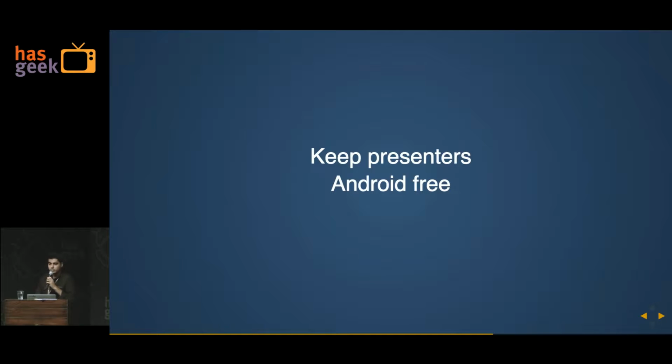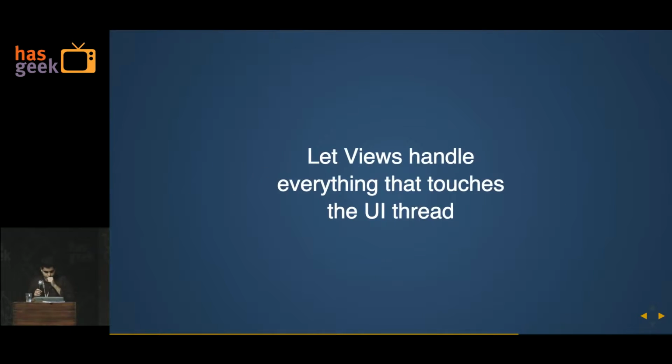So one thing you have to remember is you have to keep your presenters and your models Android free. Otherwise, this whole pattern doesn't work. So the main thing we're trying to achieve in this architectural pattern is to isolate these layers. So make your presenters and your models non-Android, so you can test them on the JVM without needing a device or anything. Everything that happens on the UI thread is done by the view. I keep saying this again and again, but I just want you to really know it.